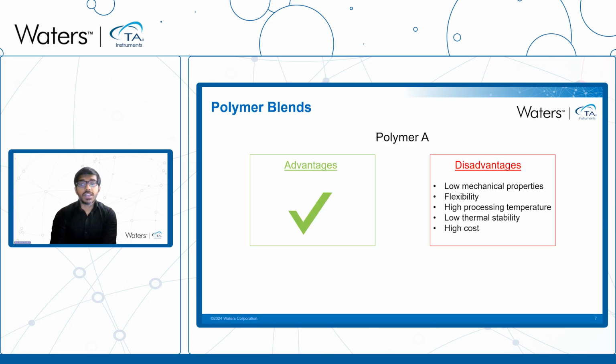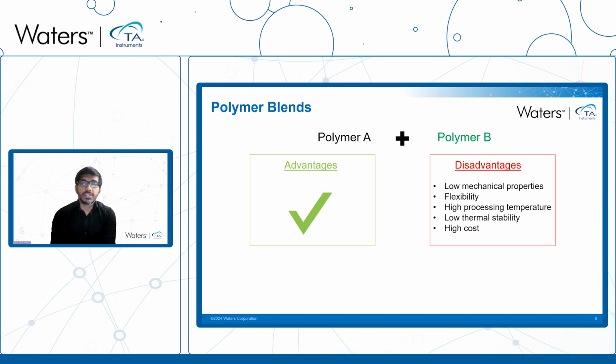For this investigation, we have actually studied a polymer blend material. While polymer material comes with specific advantages such as heat resistance or good electrical properties, it can also incorporate certain disadvantages such as low mechanical properties, flexibility, high processing temperature, low thermal stability, and high cost.